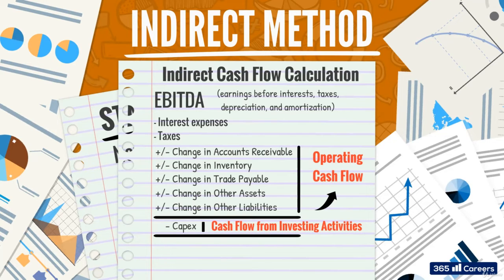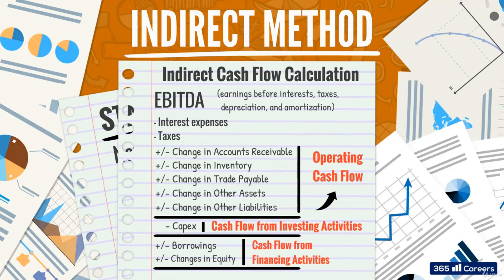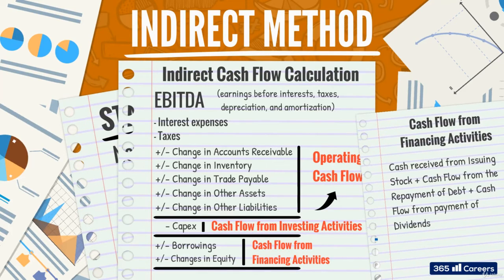As we said earlier, the third type of cash flows a firm can have derive from financing activities. The two sources of cash for financing activities are borrowing and equity investments. We can calculate cash flow from financing activities by using the following equation: cash received from issuing stock, or debt, minus cash paid as dividends and repayment of debt. So that's why here we see cash flow from issuing stock, cash flow for the repayment of debt, and cash flow from the payment of dividends.